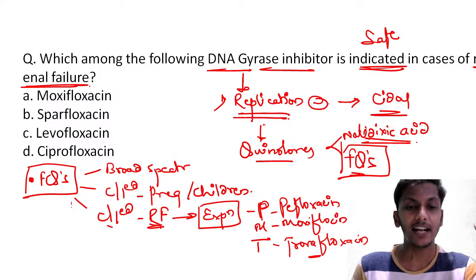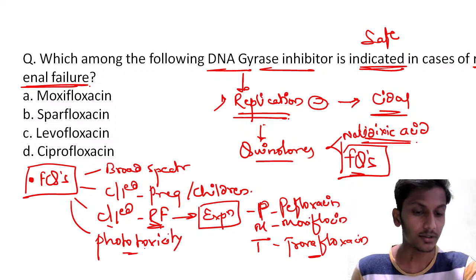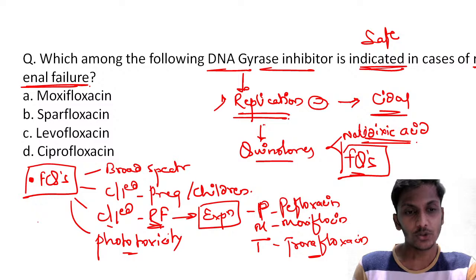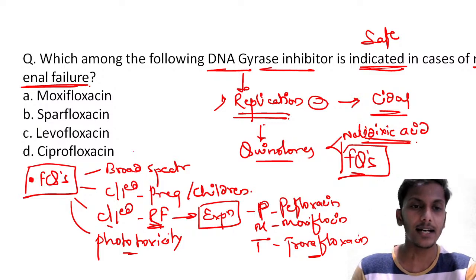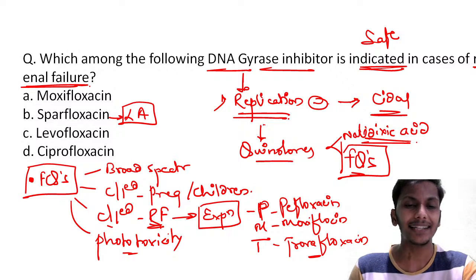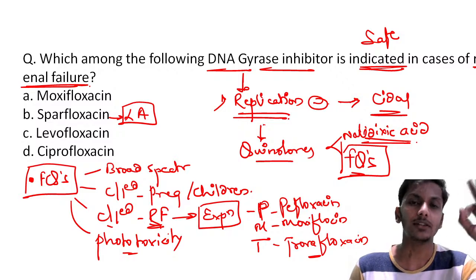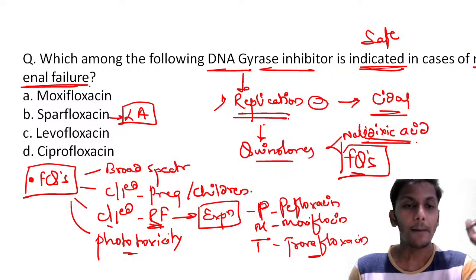One more side effect that fluoroquinolones can lead to is phototoxicity. Tetracyclines cause it, and fluoroquinolones also cause phototoxicity. Now, two important drugs to remember. Answer this question, guys, and I'll tell you about some important drugs in the options. Sparfloxacin is the longest acting fluoroquinolone, followed by moxifloxacin.